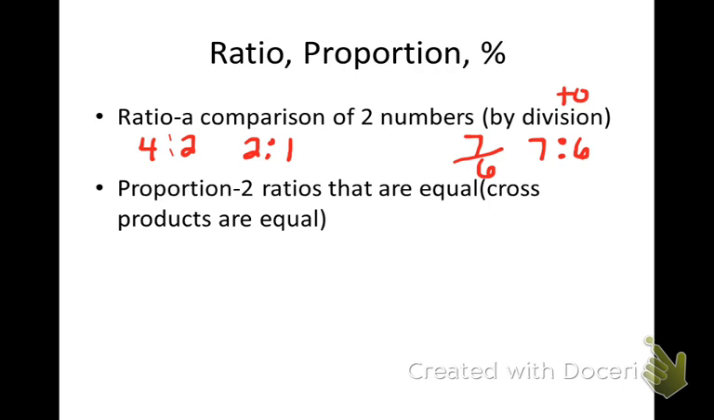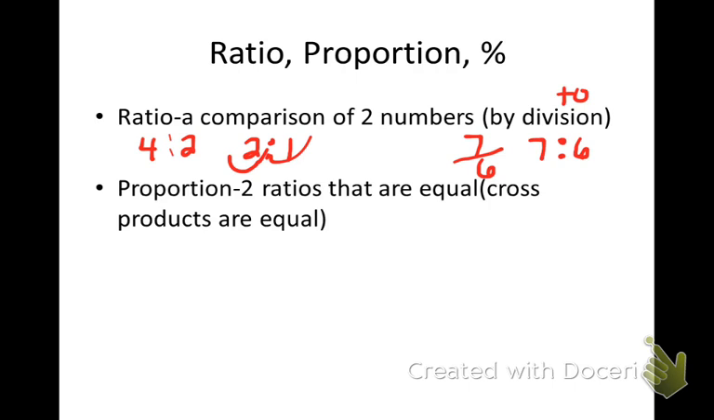And it is important whichever one comes first. If I say the ratio of girls to boys, then the first number would represent girls and the second number would represent boys. A proportion is two ratios that are equal, and we have a little check for that, and that is if the cross products are equal, then it is a true proportion.